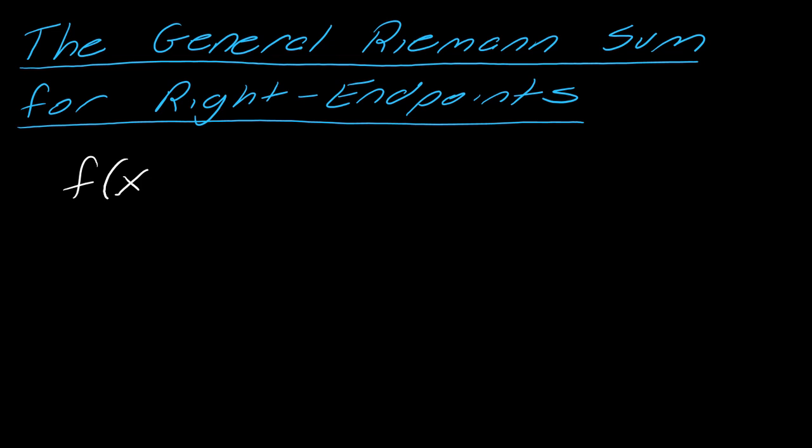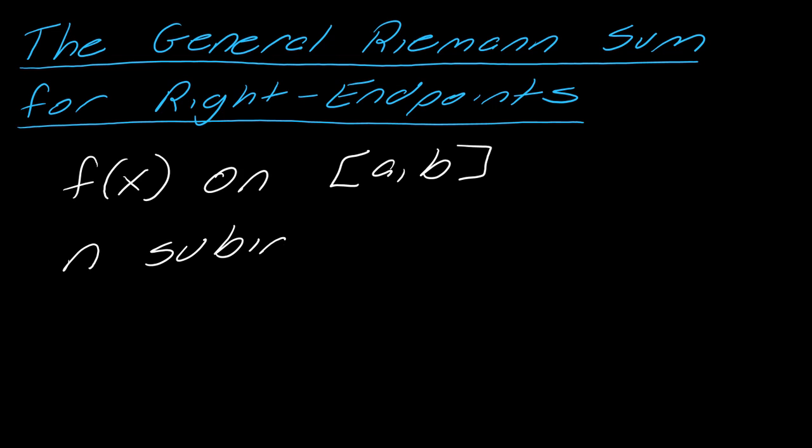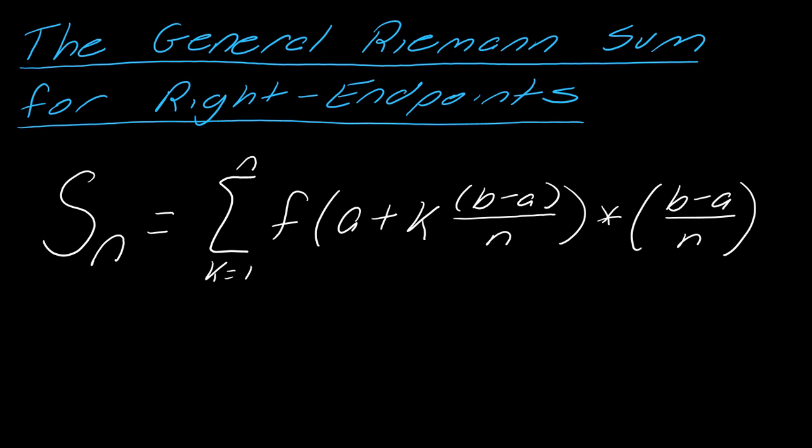So you have some function f of x on a closed interval from a to b. This is kind of the whole thing. And then we usually have n subintervals. So I just want to preface this formula with that information. So here's the formula. I've rearranged this a little bit.